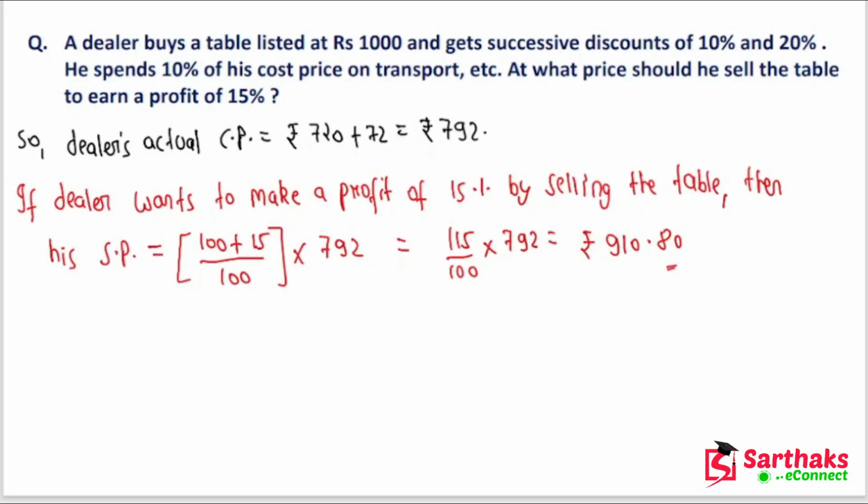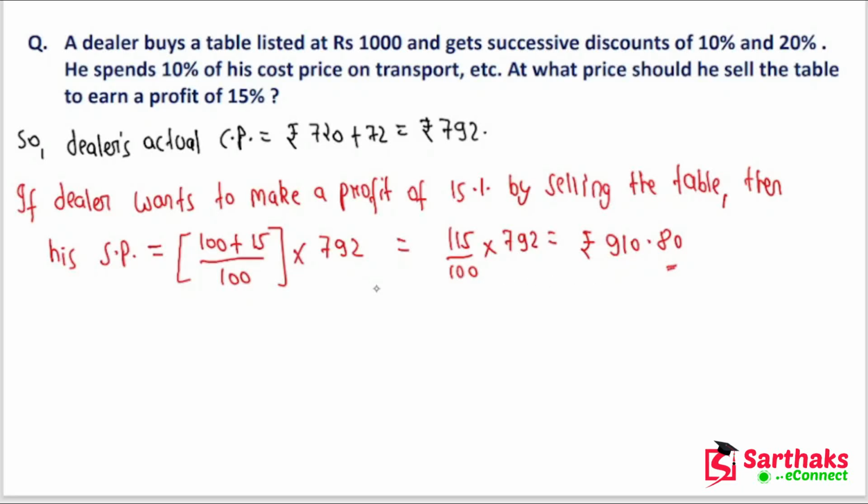So that will be the required selling price of the dealer. The dealer should sell at ₹910.80 in order to make a 15% profit after doing all of these things, getting these discounts, spending some cost on the table. Still, if he sells at ₹910.80, he will get a 15% profit.